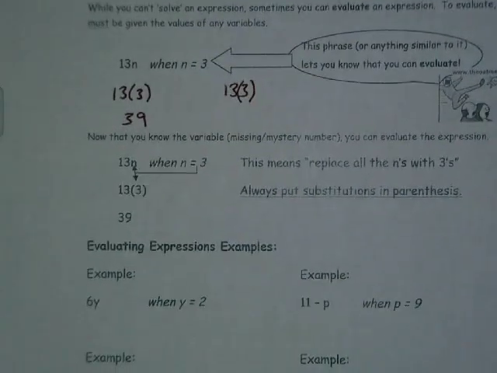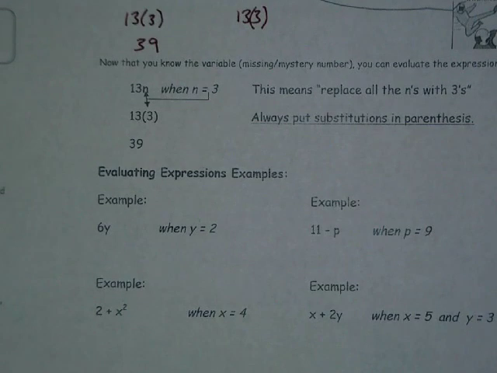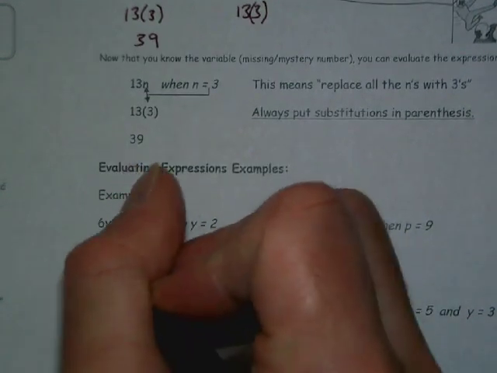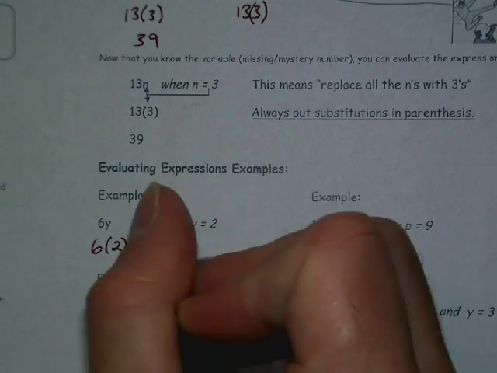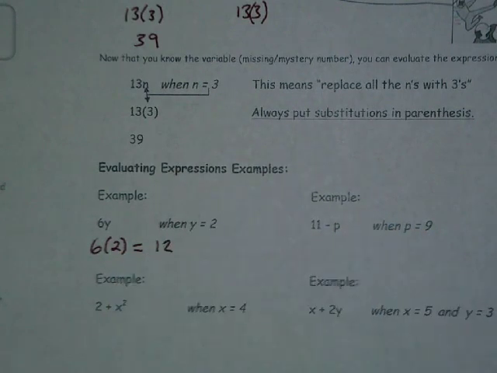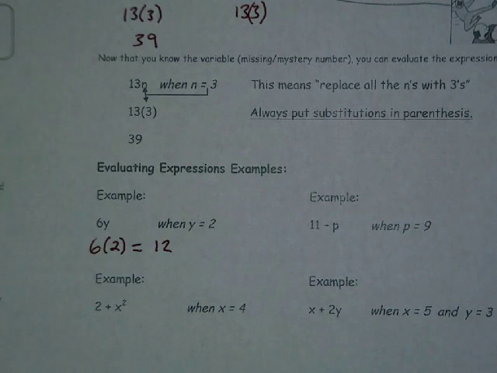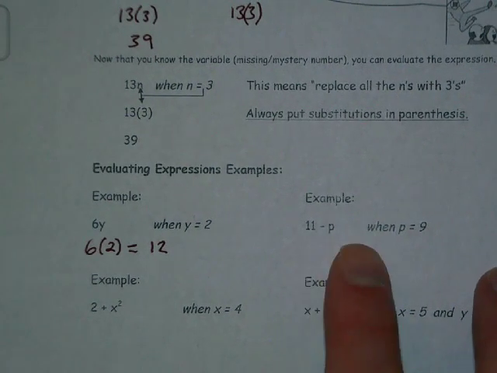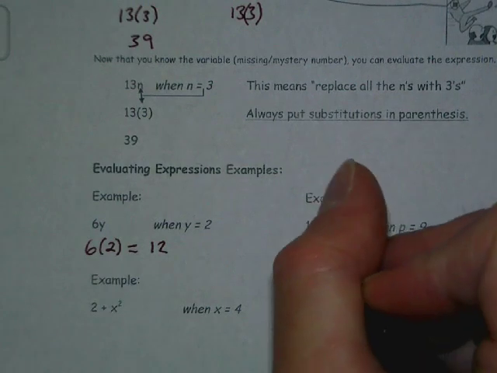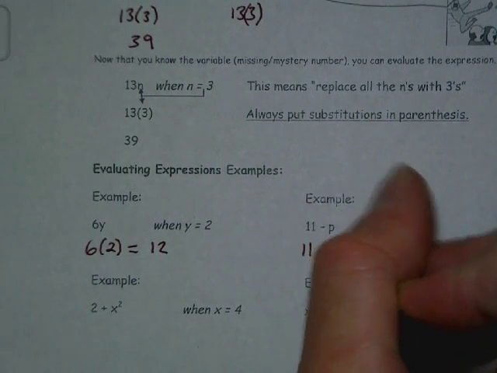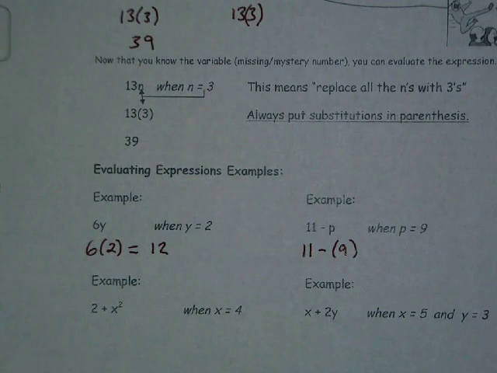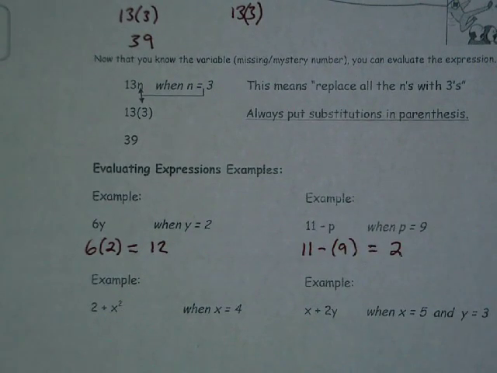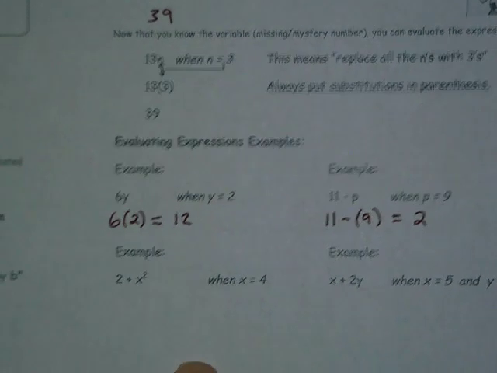So if you move down to the bottom, look at those examples. We have 6y when y equals 2. Go plug in 2 for y. Now we got 6 times 2, and we get 12. You go over to the right, 11 minus p when p is 9. We'll plug in 9 there. So 11 minus 9, and that gives us 2. So we evaluated 11 minus p when p is 9.